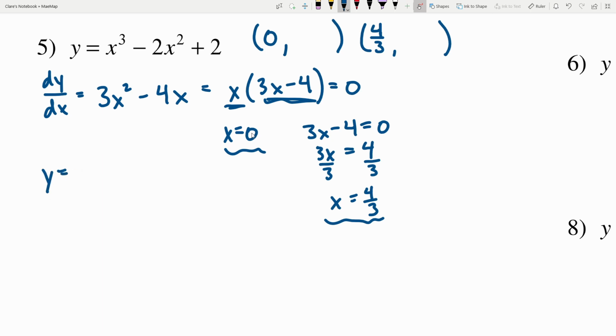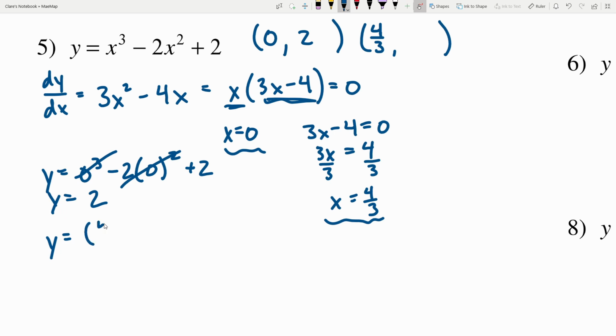So y equals, plugging 0 in for x, 0 cubed minus 2 times 0 squared plus 2. So y is just going to be 2 when x equals 0. Now, solving for when we're plugging in 4/3, we have 4/3 cubed minus 2 times 4/3 squared plus 2. So 4 cubed, 4 times 4 is 16, 16 times 4 is going to be 64. So we have 64 over 3 cubed, which is 3 times 3 is 9, times 3 is 27.